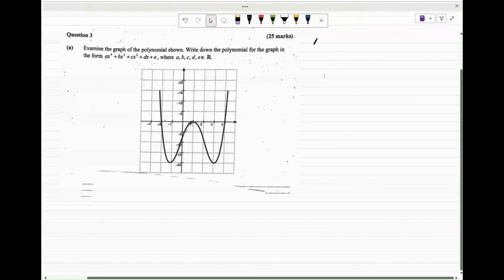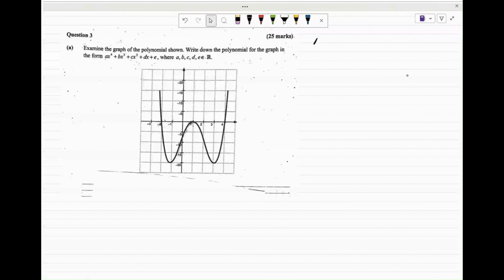So yeah, but final question. Examine the graph of the polynomial shown. Write down the polynomial for the graph in this form here, where a, b, and c are just numbers.